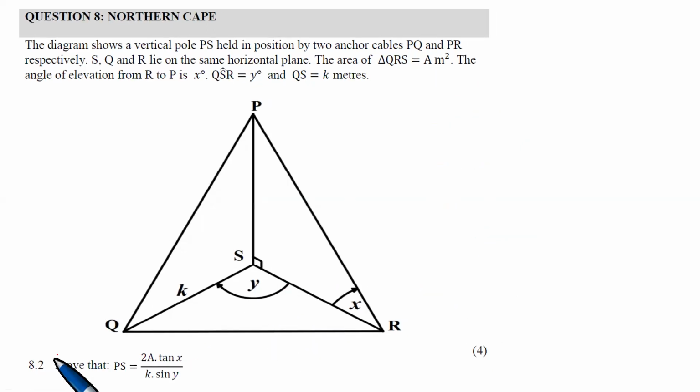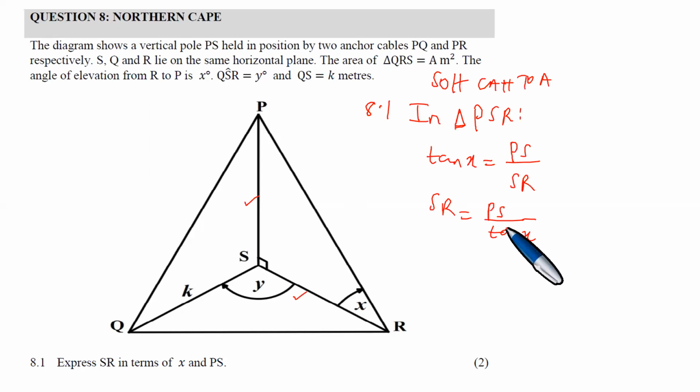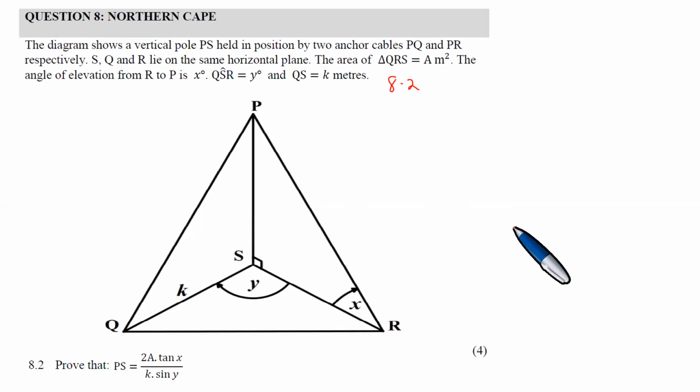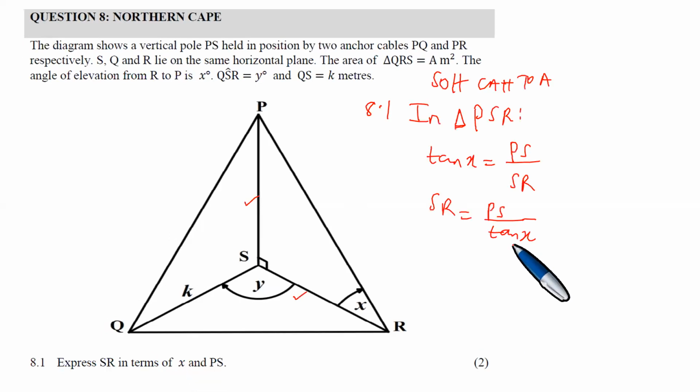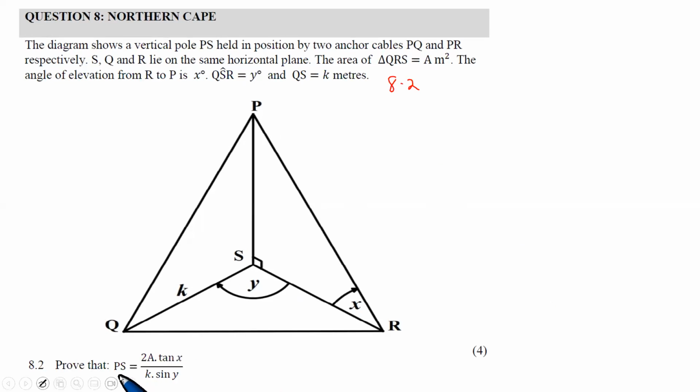Right, they then said, okay, students, prove this result right now that you have. So now we're interested in actually looking at the answer to 8.2. Right, 8.2 looks at PS, and we already have PS somehow over there. And this relates to the tangent of X. And so now we just need to get to something else. Now, how do we get PS?